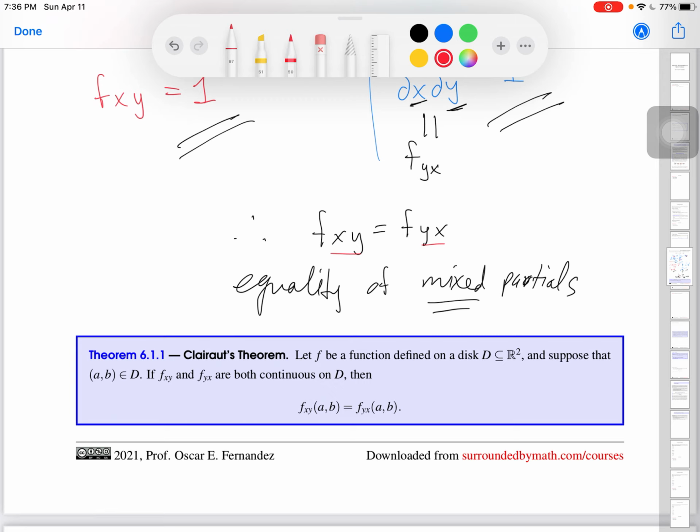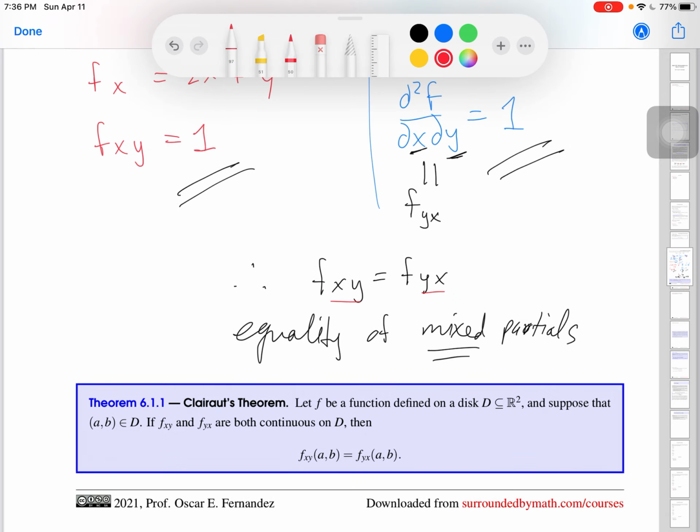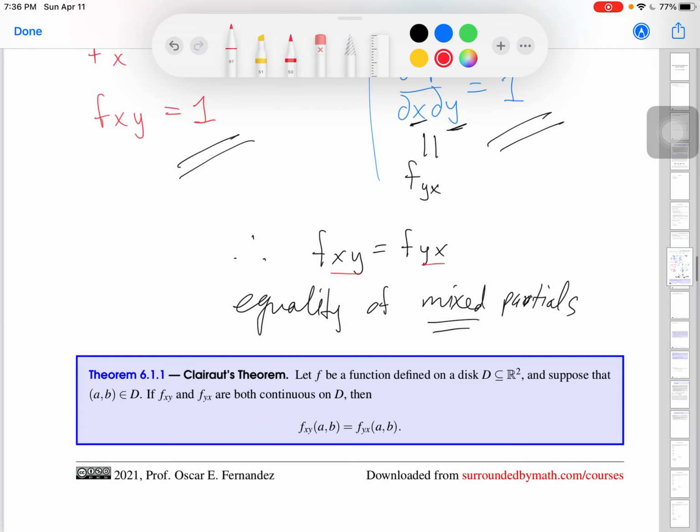Question: is this a fluke? Do we always get equality of mixed partials? Is it just for this example? There's actually a theorem that tells us this.